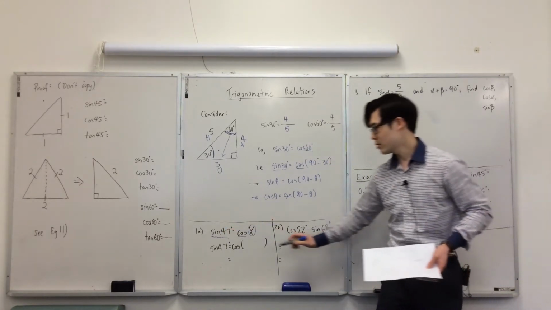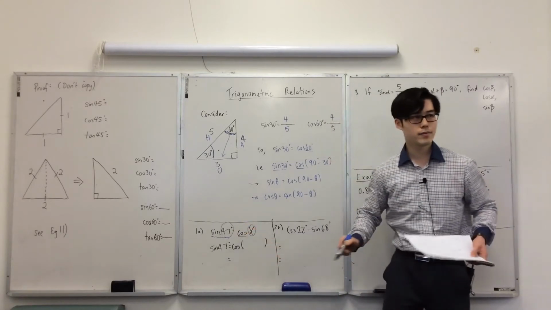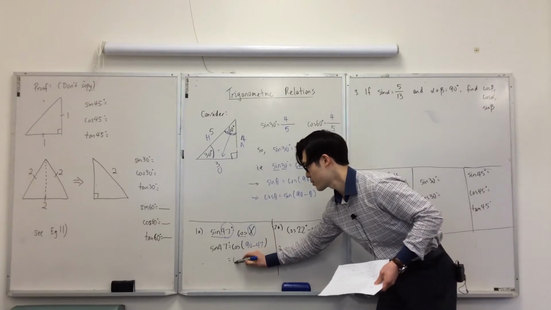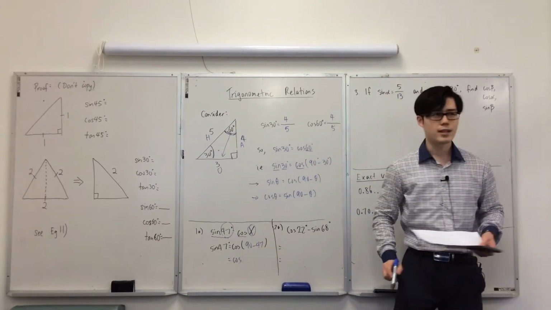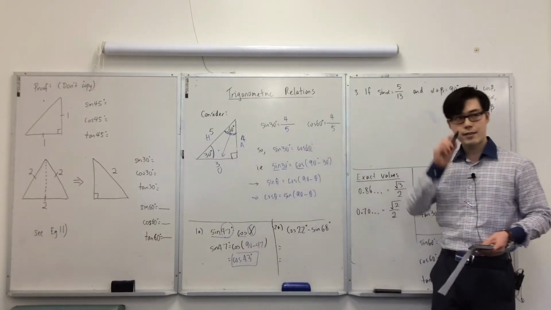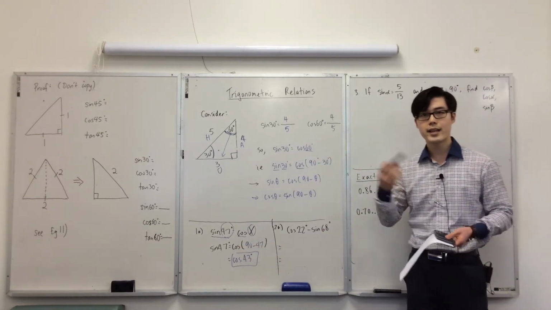So for example, if I wanted to change sine 47 to cosine, so that's the unknown, what you need to do is take that angle away from 90. Yeah, so you do 90 minus 47. So in terms of cosine, what's 90 take away 47? 43, okay? All right? So it's just a basic fact. If you want to change from sine to cosine, take it away from 90.